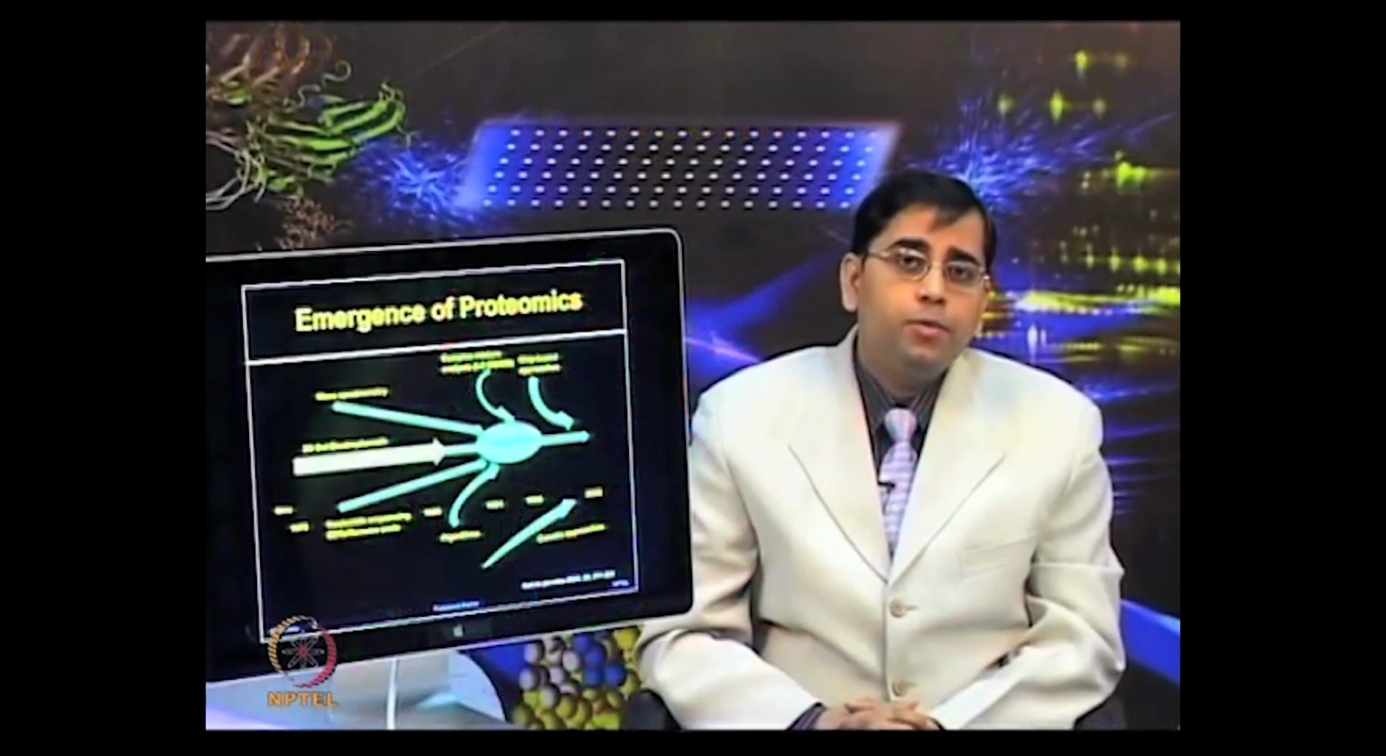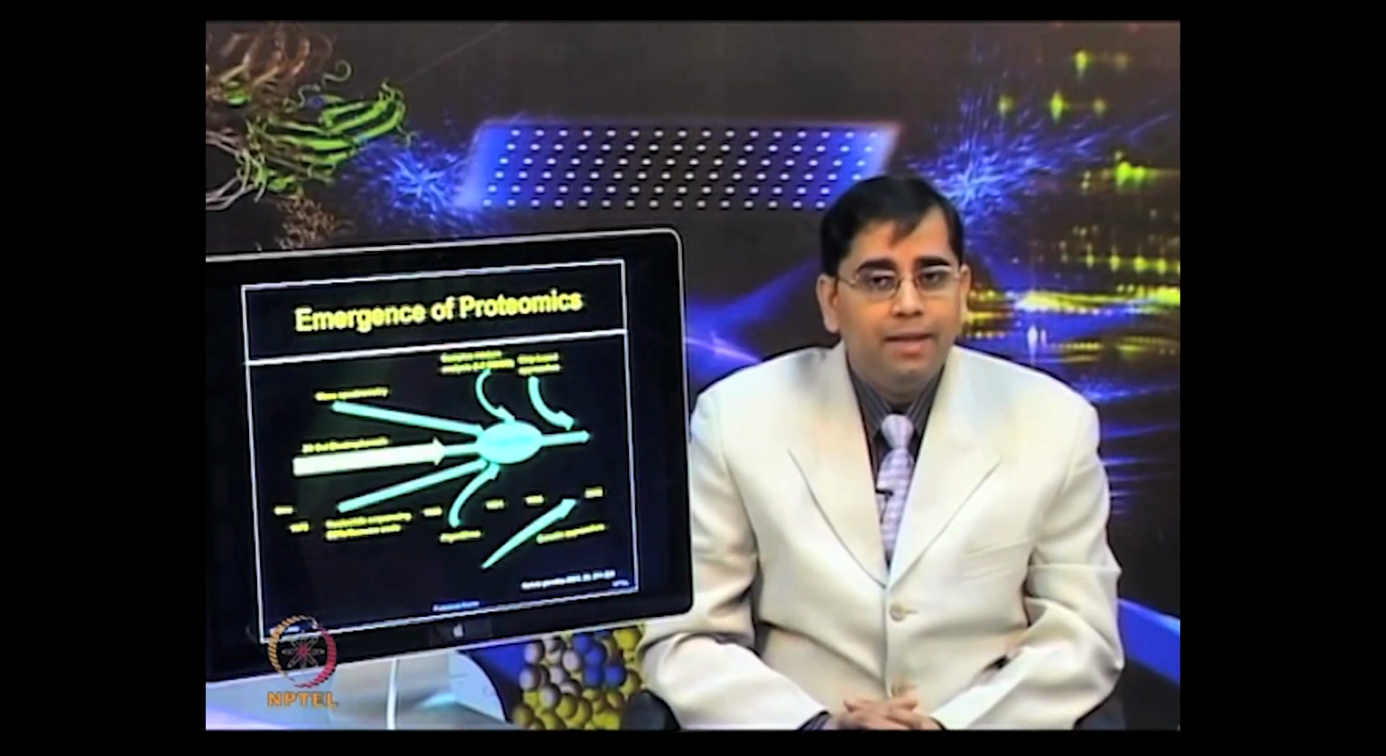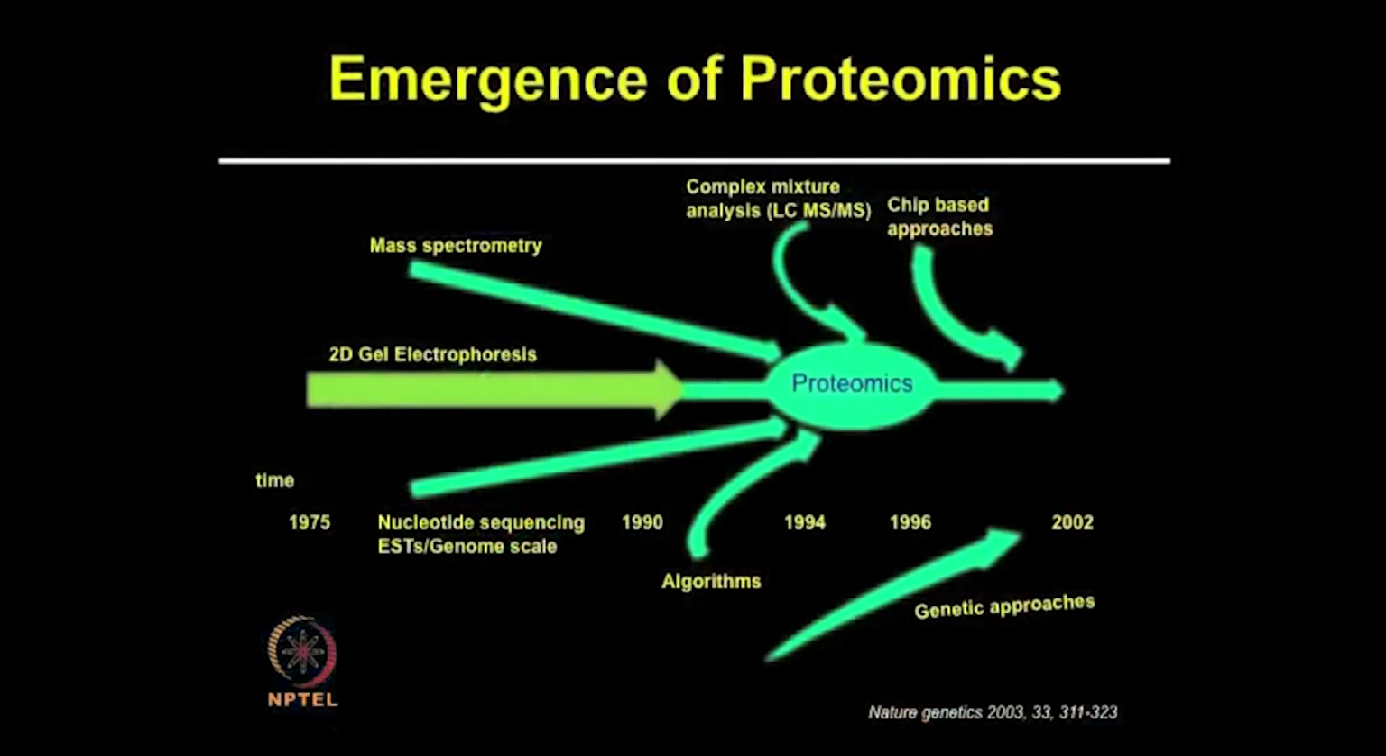So, how did the proteomics field emerge? As you can see in the time scale shown in the slide, advancement of various techniques such as two-dimensional electrophoresis and mass spectrometry, genome sequencing information and computational algorithms together led to the emergence of the proteomics field.